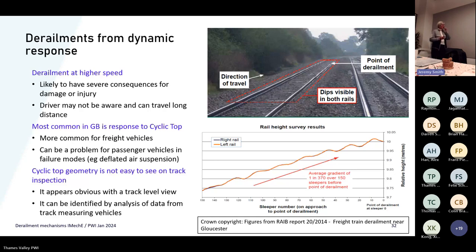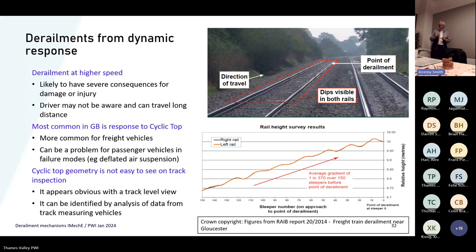The most common in GB is cyclic top. And I'll come back to that on the next slide. And you can see it on that diagram on the bottom right. That's the track history trace taken by our AIB afterwards. It's on a bit of a gradient, but you can see there's a sequence of dips, lots of dips, all the same spacing. And if the vehicle is running at just the wrong speed, that gets the suspension going.